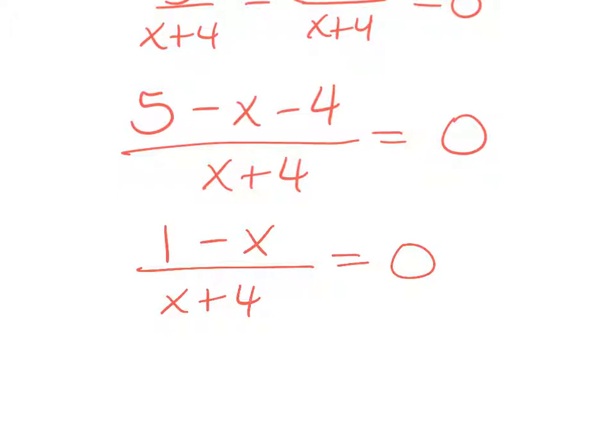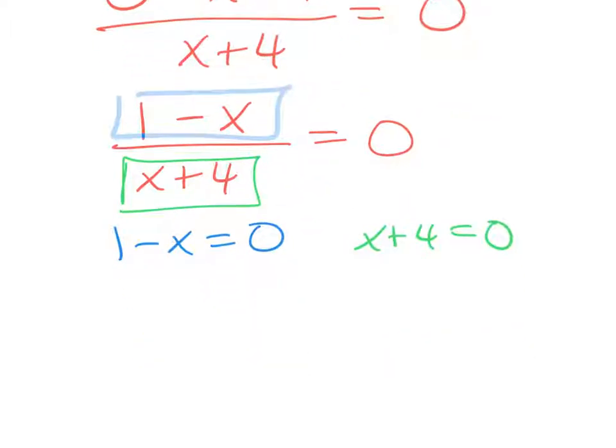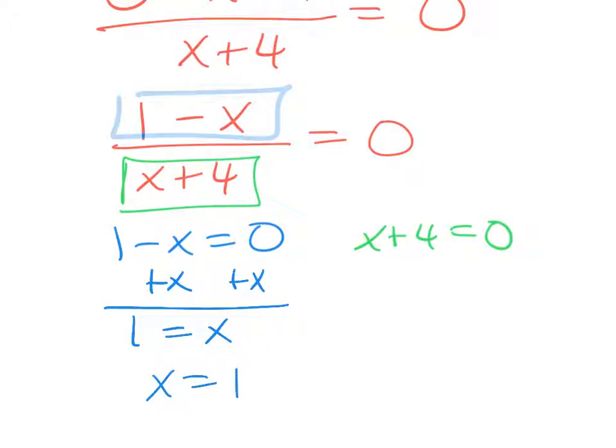Now that the numerator is simplified and the denominator, I take what's in my numerator, set it equal to 0. Set the denominator equal to 0. And now I solve for x in each one. So I'm going to add x here. I could have subtracted the 1 either way, but I get x equals 1 from the numerator. From the denominator, I'm going to subtract the 4, and I get x equals negative 4.